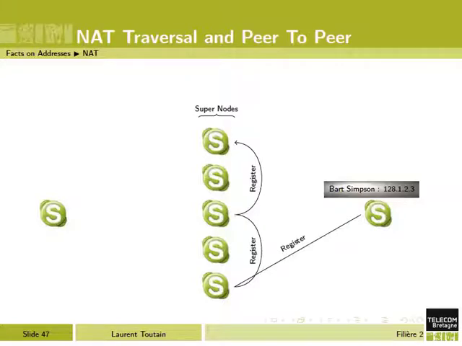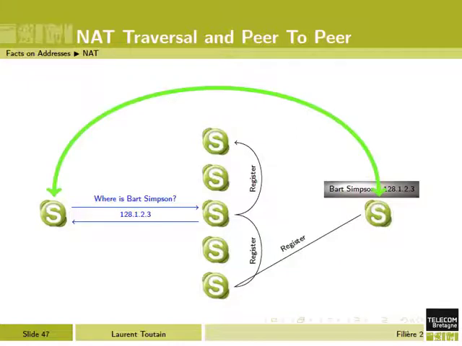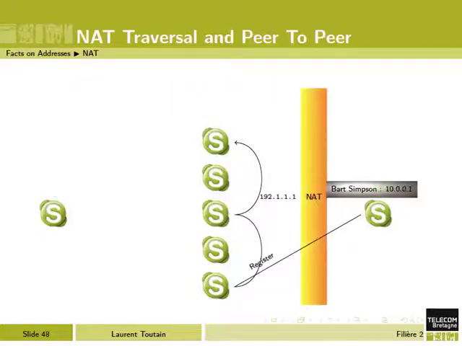And this information will go to different supernodes. When someone wants to join you, he will query this supernode and he will get the answer. So he will get your IP address and be able to contact you directly. So that's the case when you are running Skype with equipment that has global addresses. Now if you put a NAT, it doesn't work so well. Because here, when I ask the question, where is Bart Simpson, I will receive the private address, because it was in the payload, and the NAT doesn't change the payload.